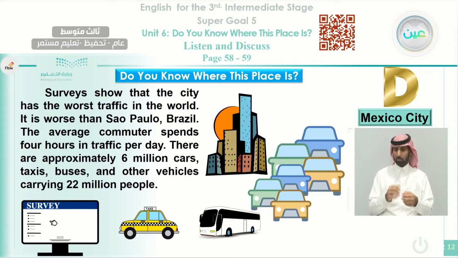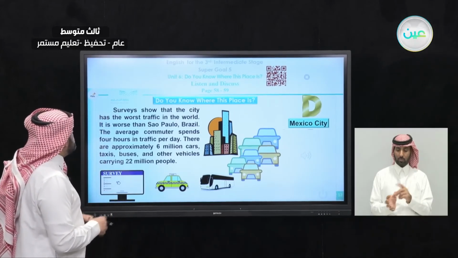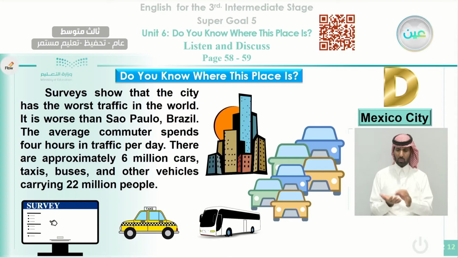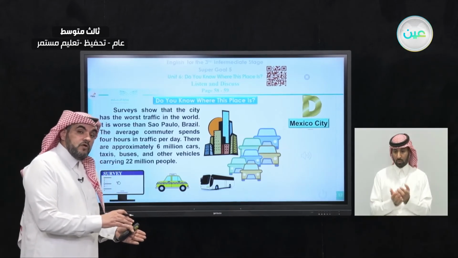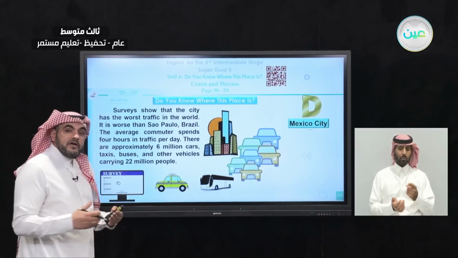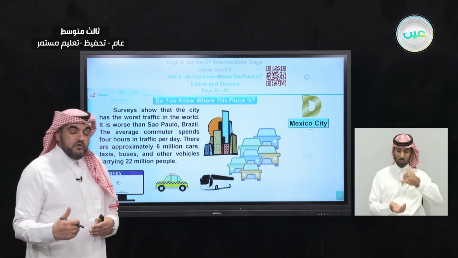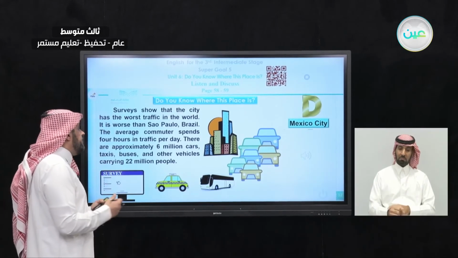The worst traffic means all streets and roads are very crowded. It is worse than Sao Paulo in Brazil. This is also a city famous for heavy traffic. The average commuter spends 4 hours in traffic per day. The commuter is the one who goes from work to home, and vice versa. So the average trip between work and home takes about 4 hours driving. This is a very long time.